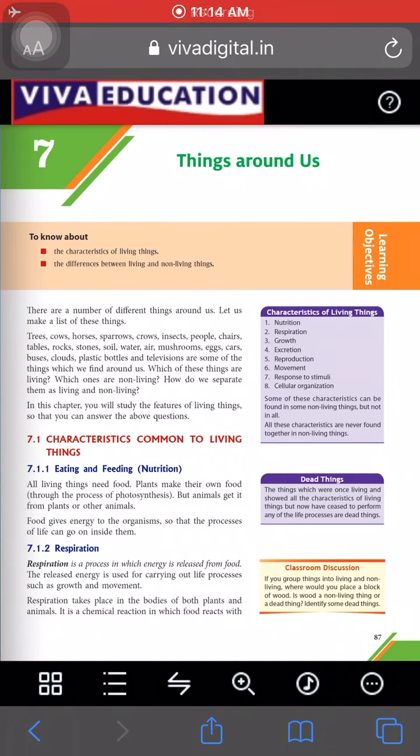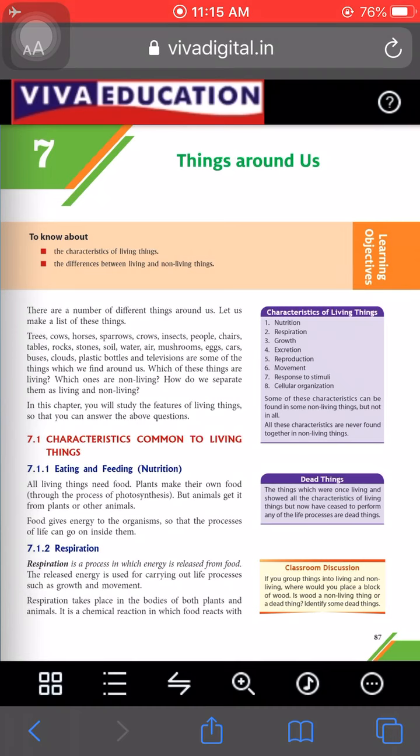Hello students, today we read our 7th chapter, that is Things Around Us. In this chapter we learn about the different types of things that are present in our surroundings, and these things are categorized into different parts so that we can study them in the easiest way.